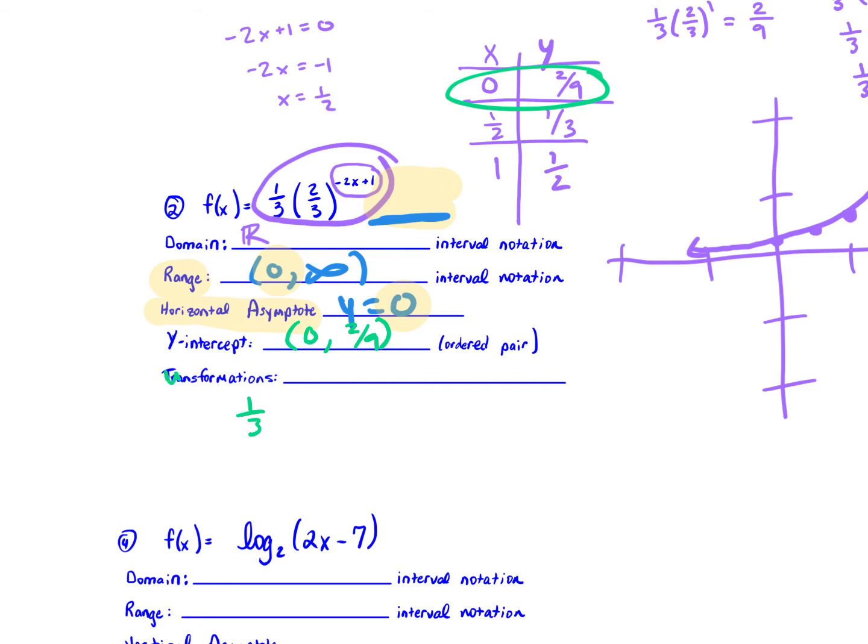And on the test, you're not going to have to name the transformations, but it will list everything. So it'll say domain, range, horizontal asymptote, y-intercept, x-intercept, and vertical asymptote. Do I have an x-intercept here? Nope, so none. Do I have a vertical asymptote here? No. None.